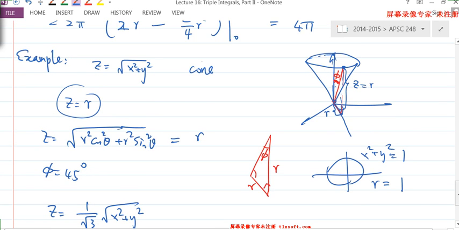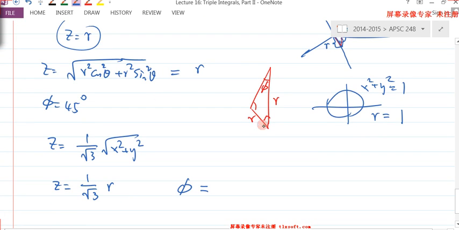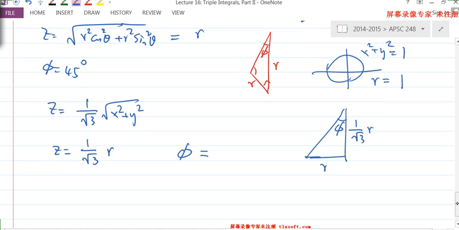You should try this. This is r now, and this side is not r anymore. This side actually becomes 1 over root 3 times r, for the z. And this is phi. So what's the phi angle? Tangent phi equals r over this, which is root 3. So phi is 60 degrees.